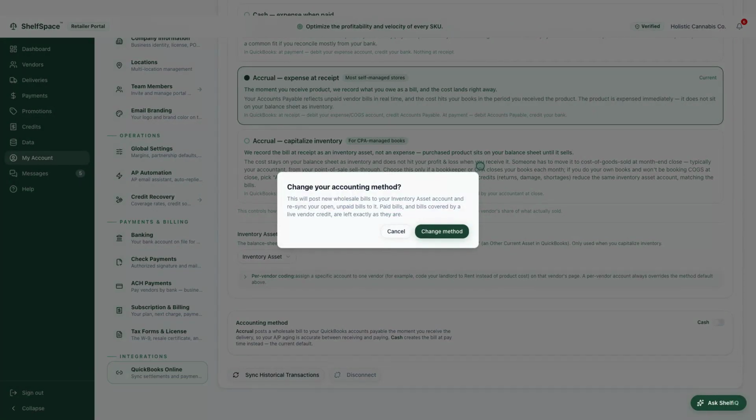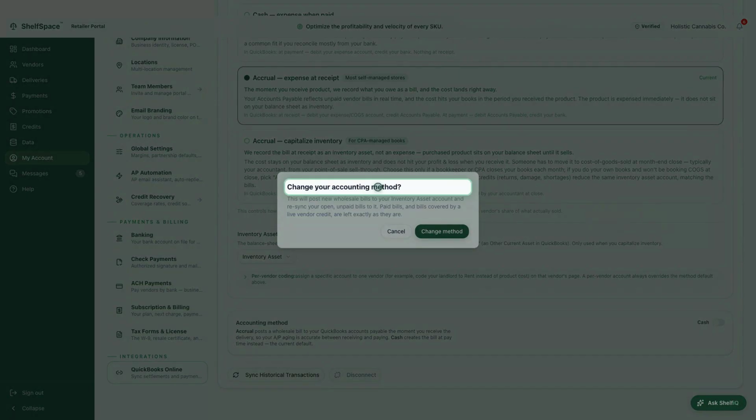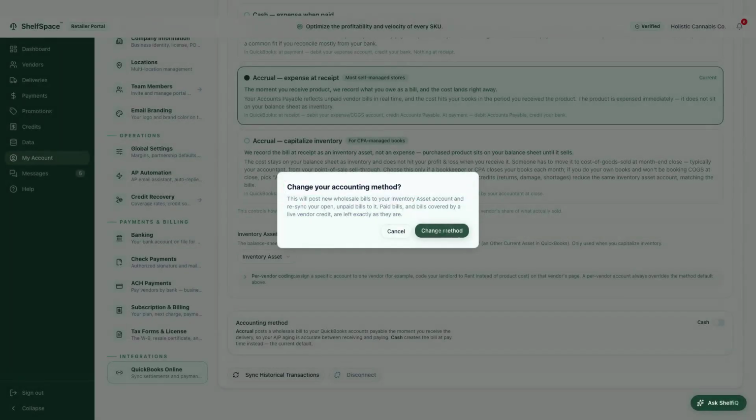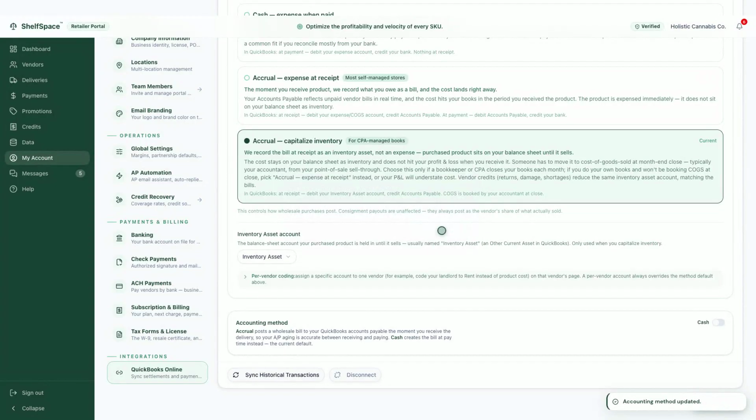Before anything changes, ShelfSpace tells you what it's about to do. New bills will post to your inventory asset account, and your open, unpaid bills re-sync to it. Bills you've already paid, and any covered by a live vendor credit, are left exactly as they are. Confirm, and the change takes effect.